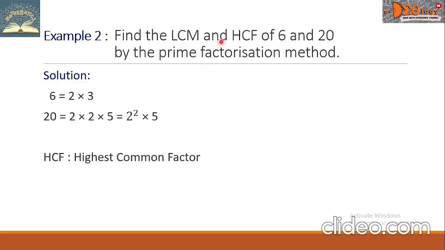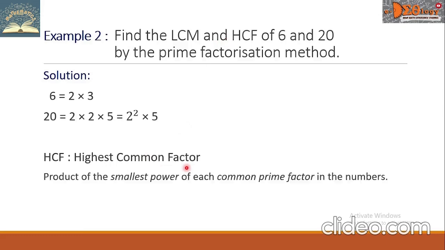Then we have the HCF, which is the highest common factor. By definition, we say that HCF is the product of the smallest power of each common prime factor in the numbers.